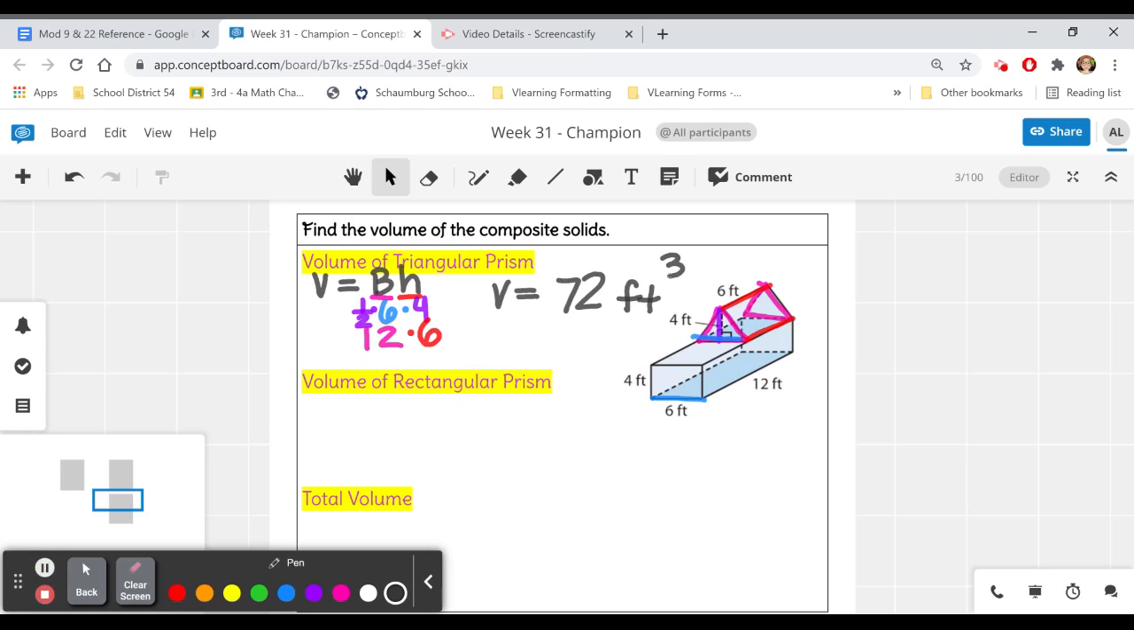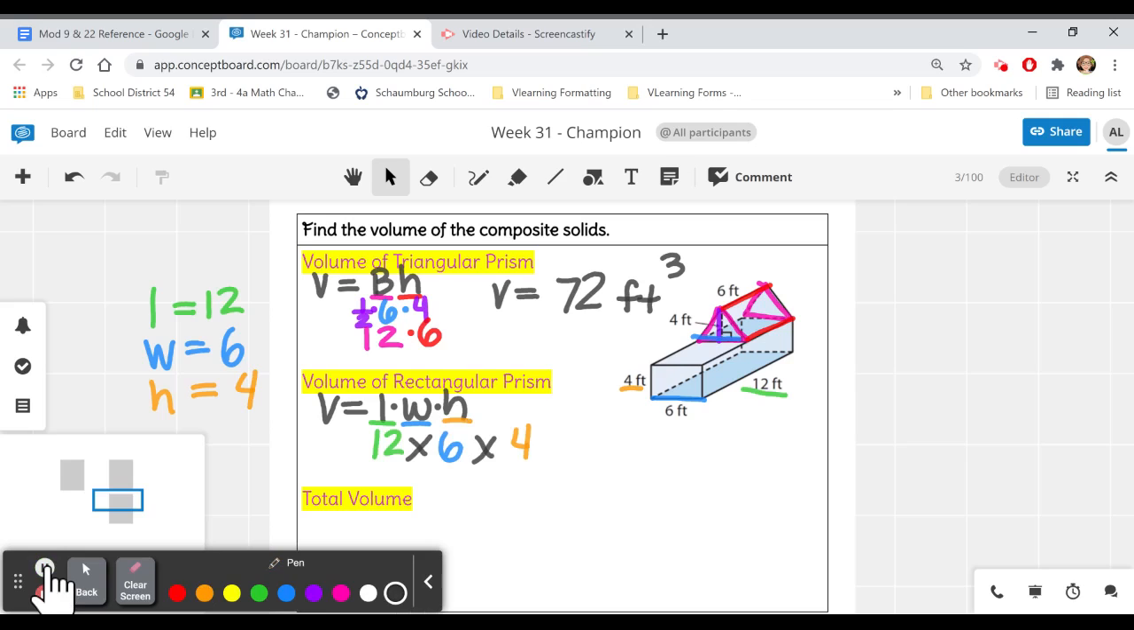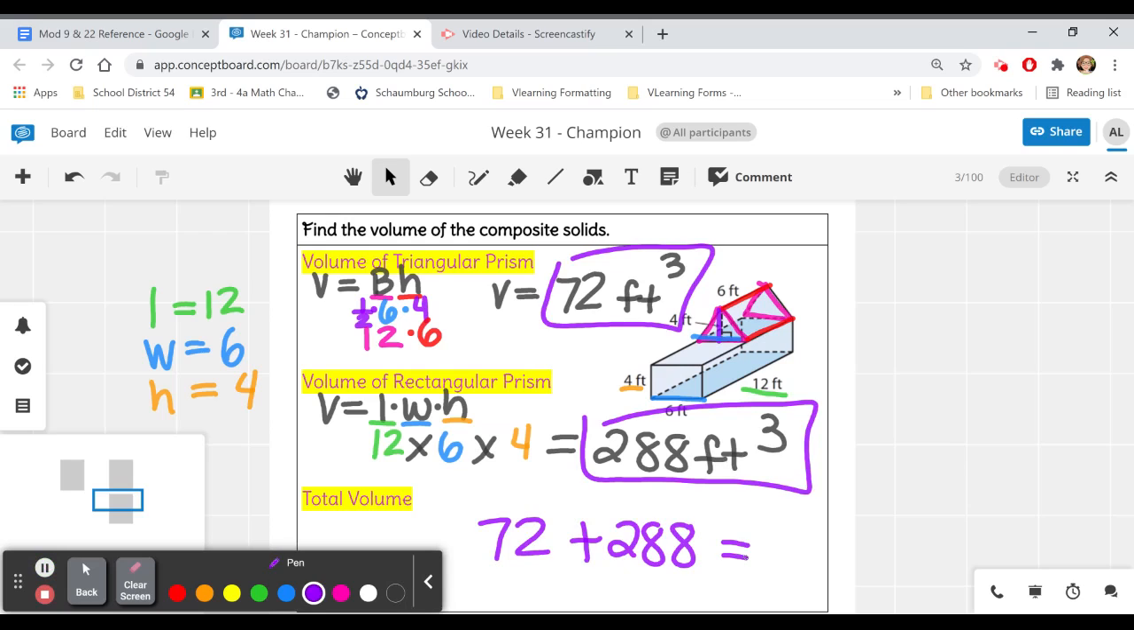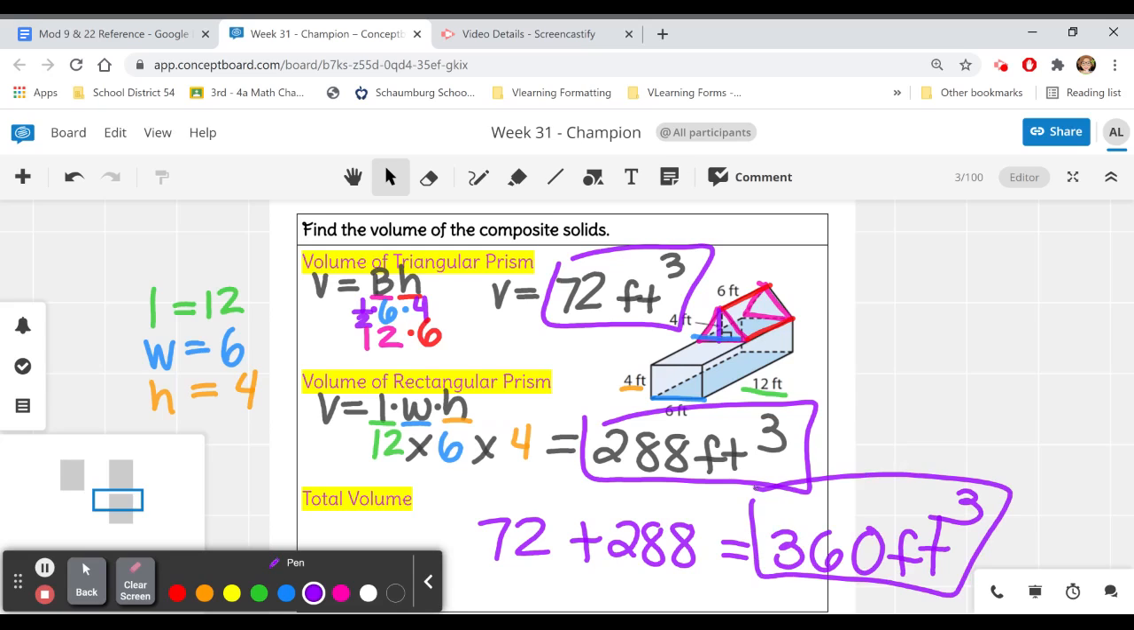Now let's find the volume of the rectangular prism using length times width times height. Length is going to be 12, width is going to be 6, and height is going to be 4, as long as we use each one of those different numbers. 12 times 6 times 4 is 288 feet cubed. And unlike surface area, when we find the total volume, all we have to do is find the sum, which is 360 feet cubed, and there's no overlap because you're just filling this whole thing up for volume.